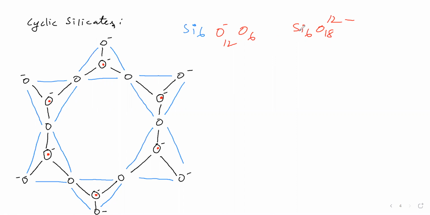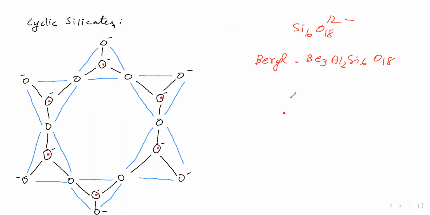Okay. For this Si6O18 12 minus, the example is beryl. Beryl is the example for this formula, Be3Al2Si6O18. Okay, this is in essence beryl. It is an example for this cyclic silicate. This cyclic silicate has another form also. That other form we will give.